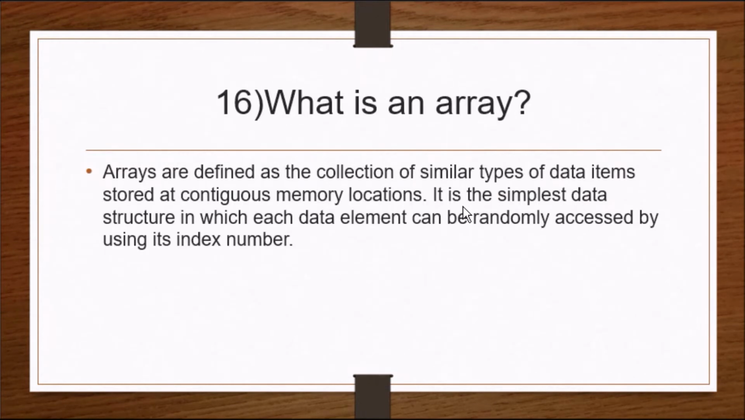Okay, next question is what is an array? Answer is, that is a very important question in data structure. Arrays are defined as the collection of similar types of data items stored at contiguous memory locations. It is the simplest data structure in which each data element can be randomly accessed by using its index number.